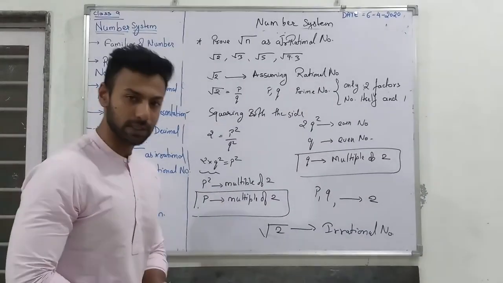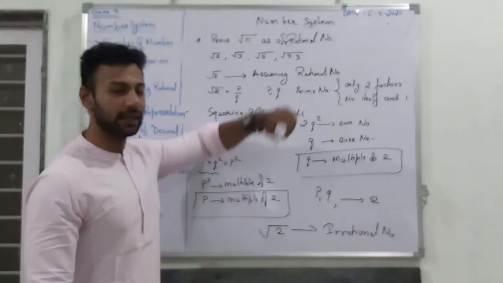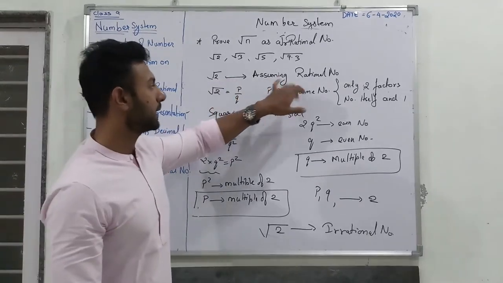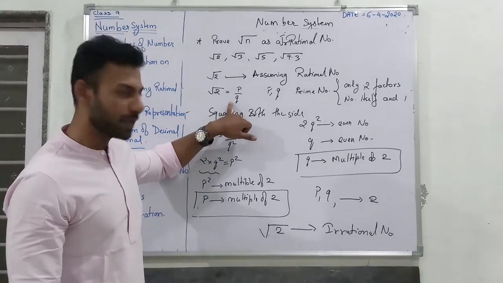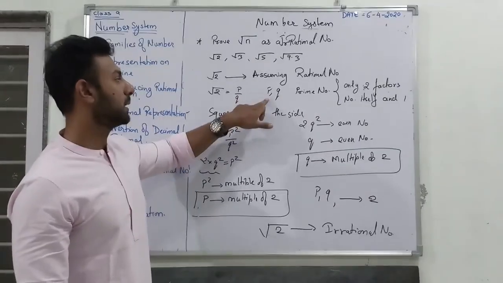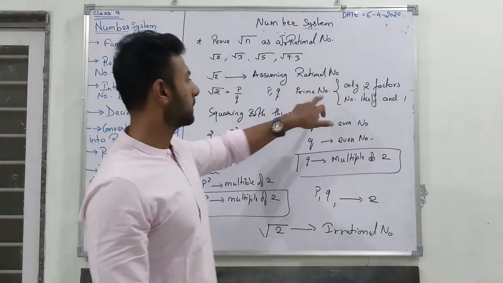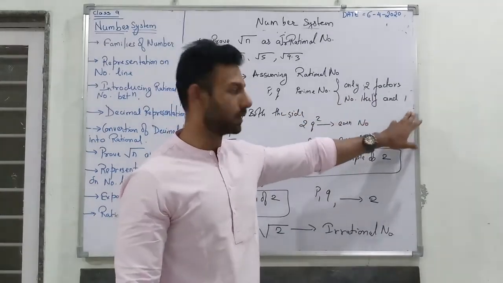Let me explain once again. We have to prove that root n is an irrational number. Here, for root 2, we have assumed that this is a rational number, meaning it can be represented in P by Q form. We have assumed that P and Q are prime numbers, meaning there will be only 2 factors, the number itself and 1.